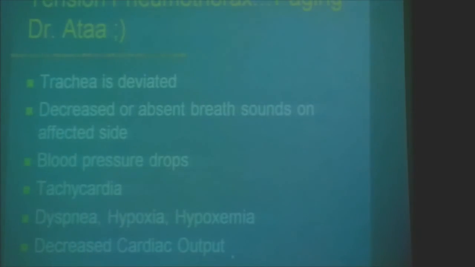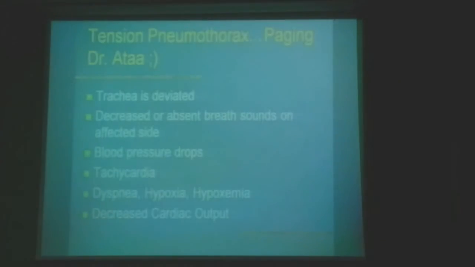So in tension pneumothorax, you will find the trachea is deviated. To the healthy or to the affected side? To the healthy side, because the affected side is pushing on the healthy one. Decreased or absent breath sounds on the affected side. Blood pressure drops. Tachycardia, dyspnea, hypoxemia, and decreased cardiac output.